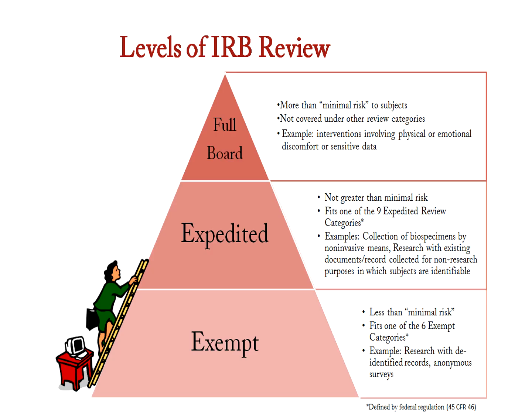So now talking about the IRB. IRB review is usually at three levels: a full board review, an expedited review, and exemption. Full board review is needed if you have more than minimal risk to subjects. So human subject protection is very important. We don't want them to be exposed to more than minimal risk. So if there is more than minimal risk, then a full board review is needed, and it's not covered under other review categories.